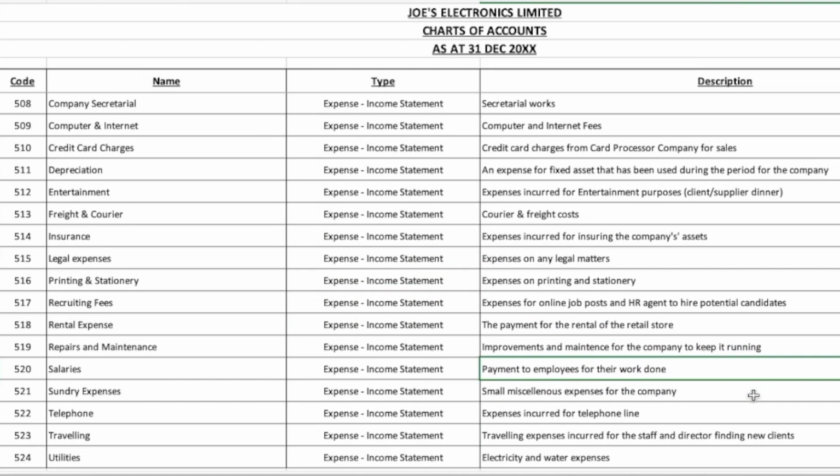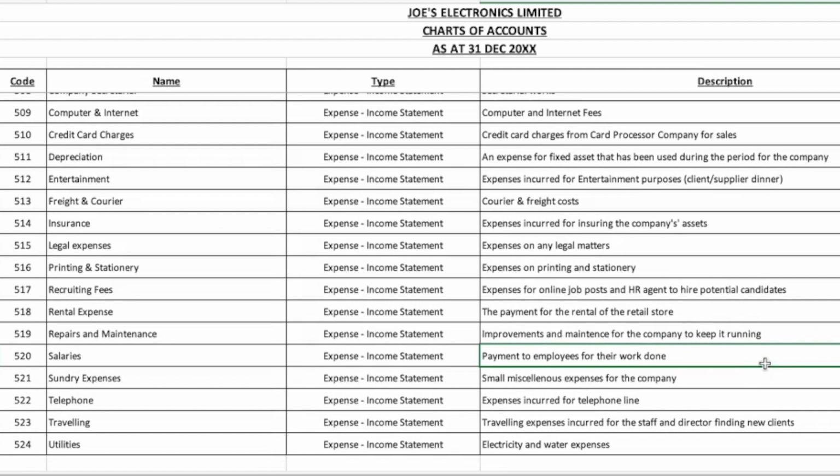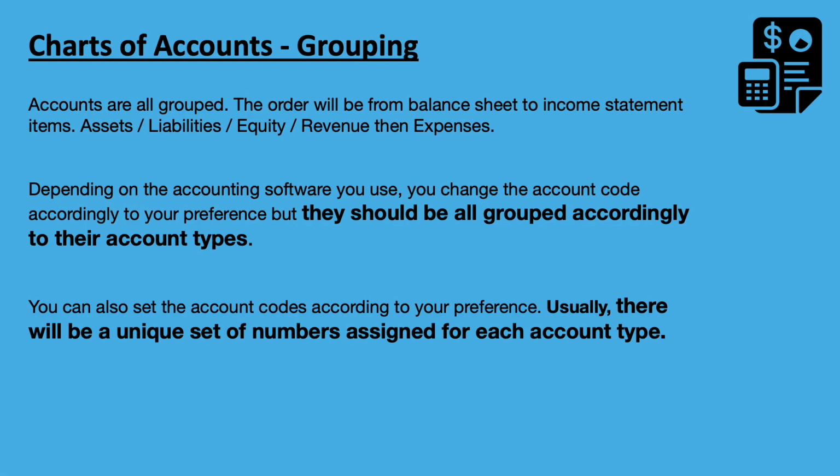So basically, each account will have their own description, like a reminder of what the account is. So the bookkeeper or the accountant can know immediately what to put or what items to record under which accounts. And that's all for charts of accounts.